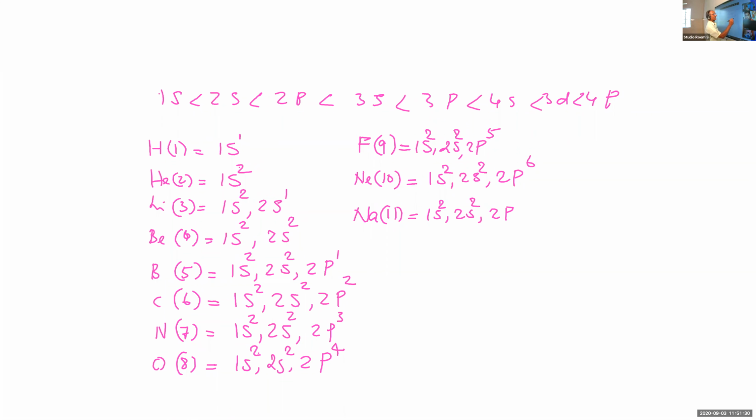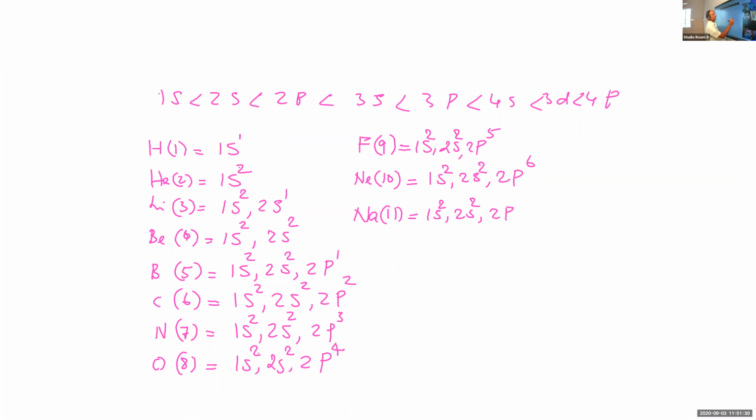Okay. Let me take one more example. Scandium, atomic number 21. Atomic number 21, scandium, Sc. Total number of electrons is equal to 21. You remember the energy level pattern. Remember this pattern.